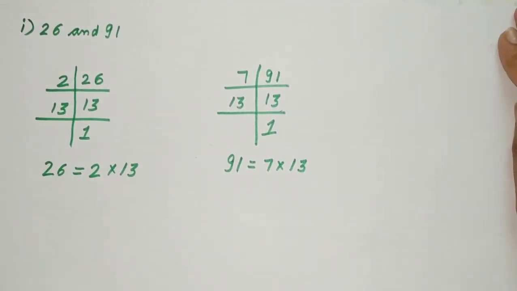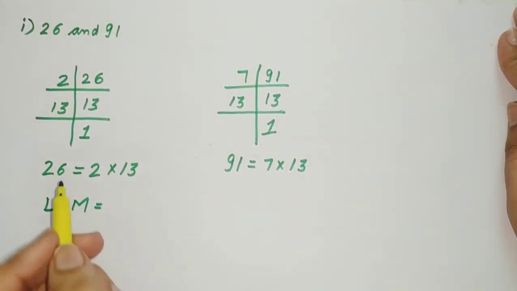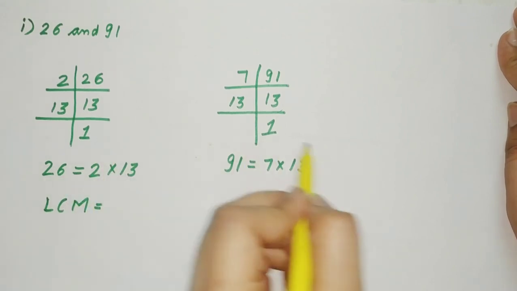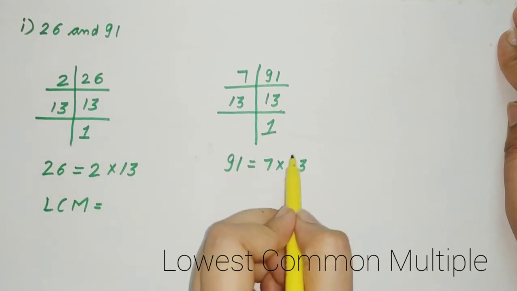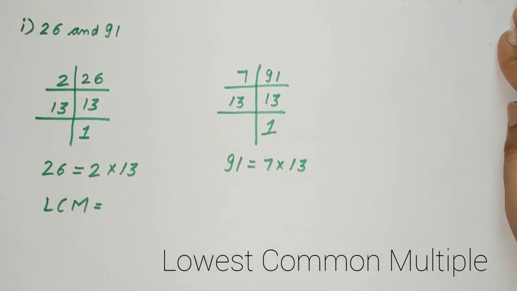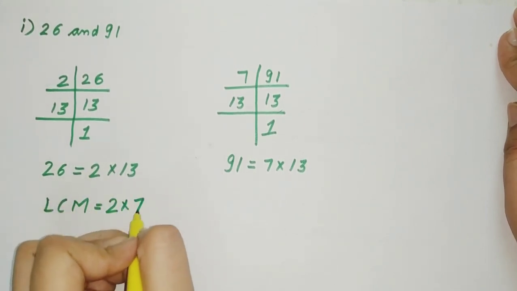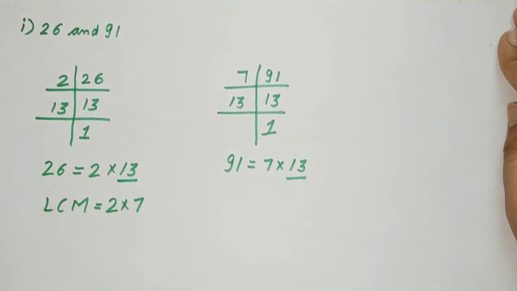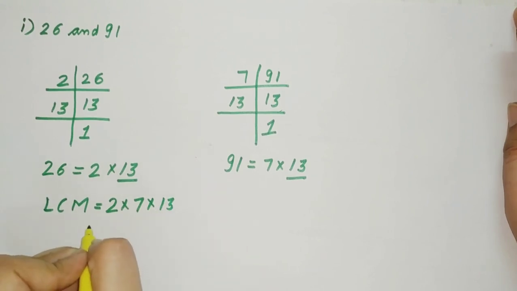Now how can we find out the LCM? In LCM, what we'll do, we'll multiply all the prime factors of both the numbers, but if we have a common prime factor, then we'll take the one with the highest power. So 2 multiply 7, since 13 is a common prime factor of 26 and 91, thereby we will select it only once. Thus 2 multiply 7 multiply 13 is equal to 182.